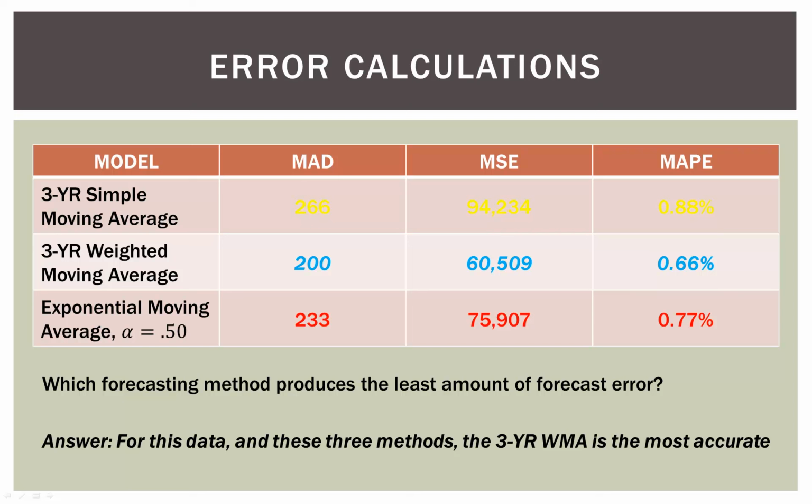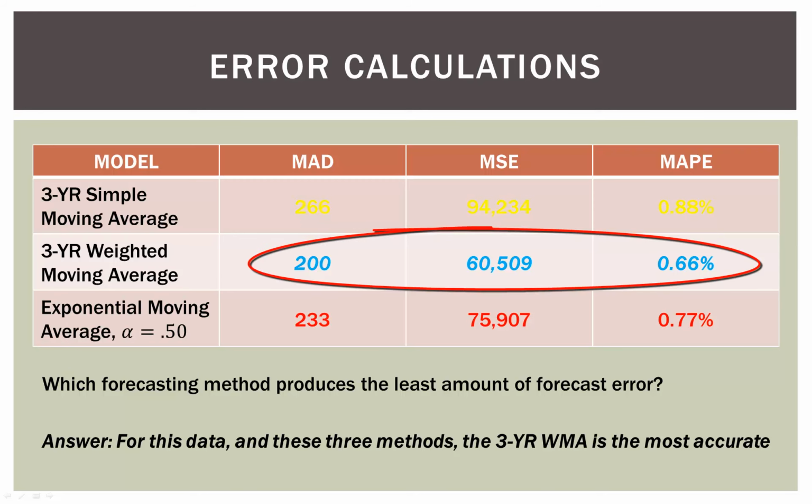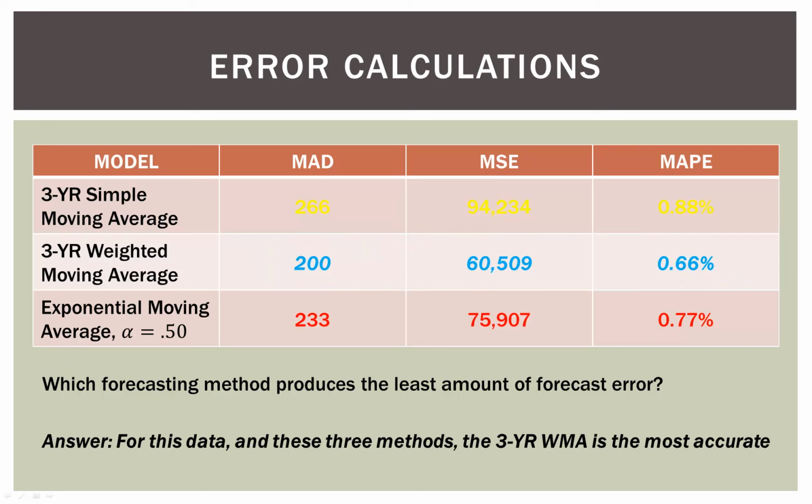So now we can answer the question, which forecasting method produces the least amount of forecast error? Well, if we look at our chart, for this data, and for these 3 methods, the 3-year weighted moving average is the most accurate. It has the lowest MAD, it has the lowest MSE, and it has the lowest MAPE. So based on this data and these 3 methods, and you have to keep that in mind, this is only for this data and these 3 methods. You cannot extrapolate this out into something else. You have to stick with what you have. So according to what we have, the 3-year weighted is the best model for predicting future enrollment.